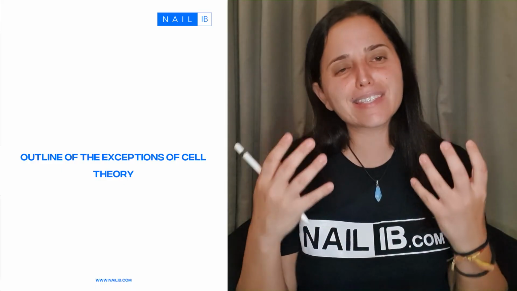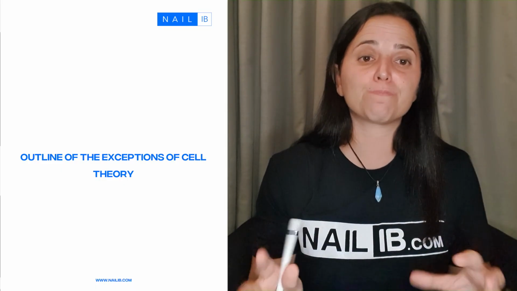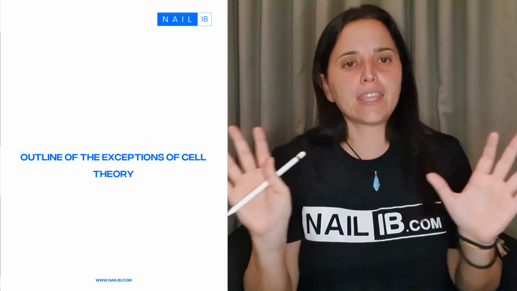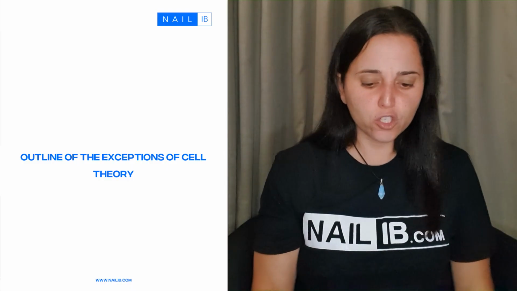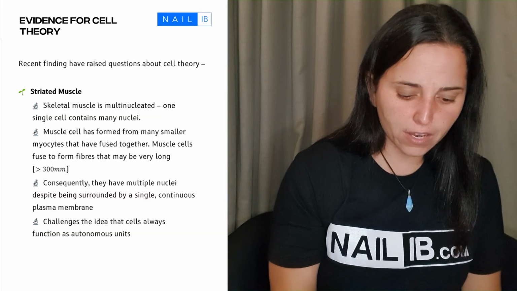However, there are some exceptions to the cell theory. What does that mean? Some cells are unique and they do not follow the rest of the rules. So you do need to know some of these examples. One of them is the striated muscle.